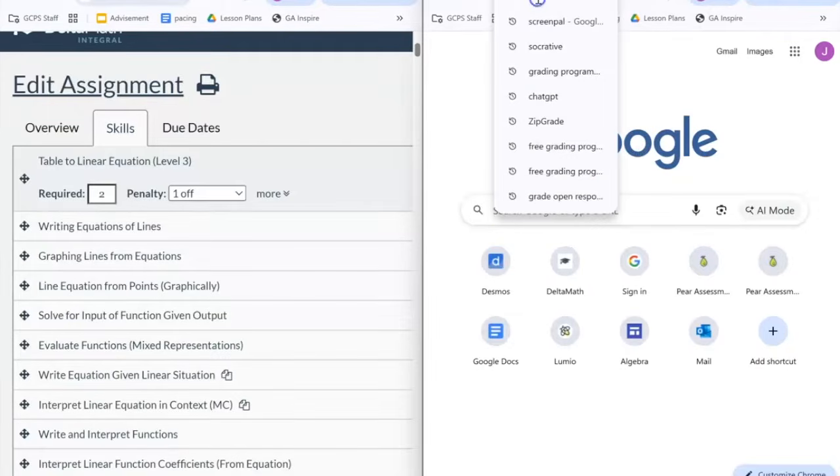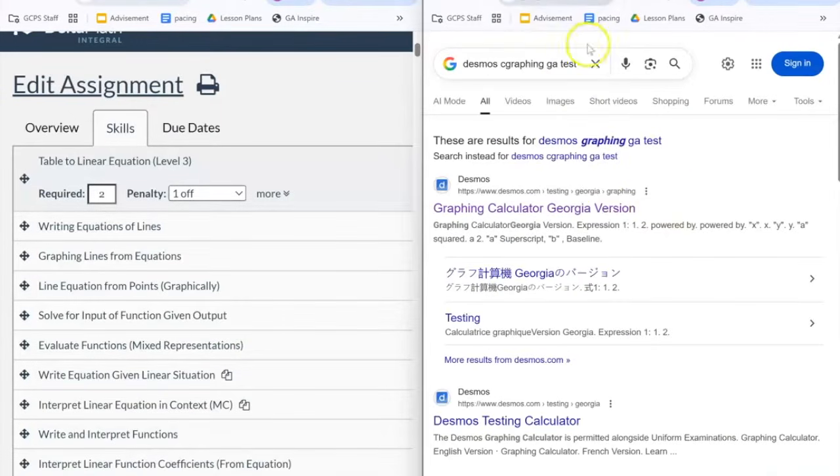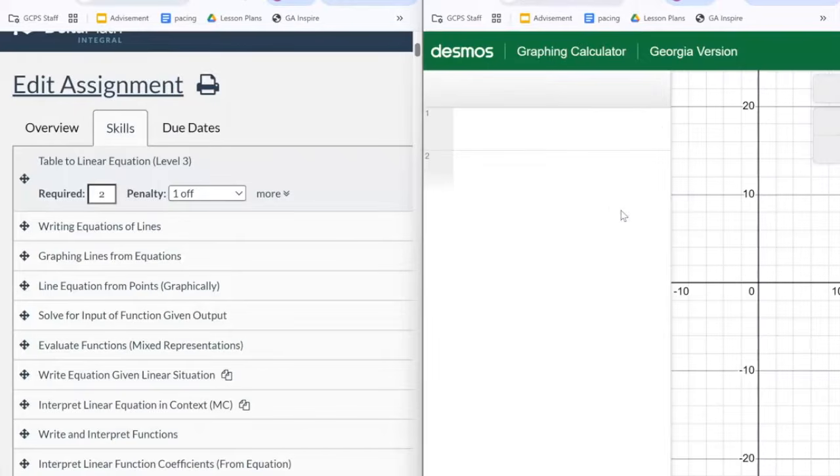And what we're going to do is go to Desmos Graphing GA test. What that's going to do is give you the exact calculator that you're going to have access to the entire time. So Graphing Calculator Georgia version, that's what you're looking for. Make sure that it's green and it says Georgia version. Now you're in the right spot. So we're going to go ahead and get started.